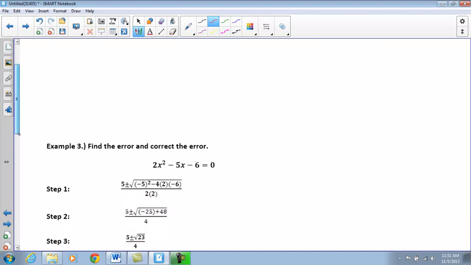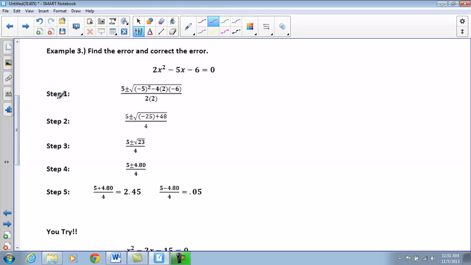The next thing we're going to take a look at is a find the error problem. So the first thing that I'm going to do, even though I'm finding the error and correcting, is find out what A, B, and C are so that I can check to make sure that their work is correct. So my A is 2, B is negative 5, and C is negative 6. So if I look at my first step to see if they plugged everything in right, they take the opposite of B, which looks good, times B squared minus 4 times A times C, all over 2 times 2. So step 1 checks out.